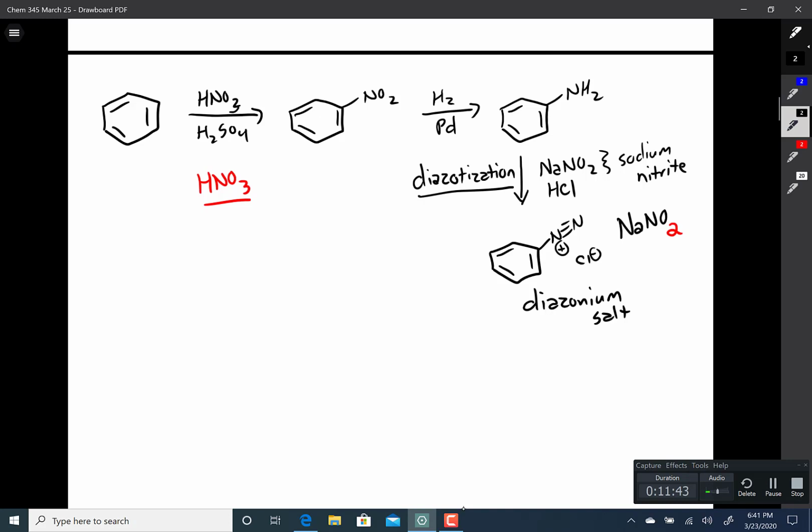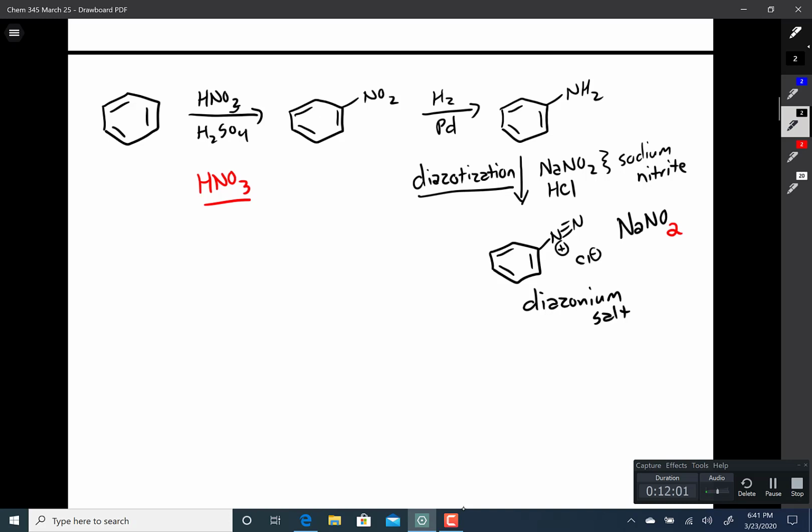Need a drink of Dr Pepper after that word. Diazotization. I think I said that word about 7 times and didn't pronounce it the same way twice. Oh well. But it makes a diazonium salt.